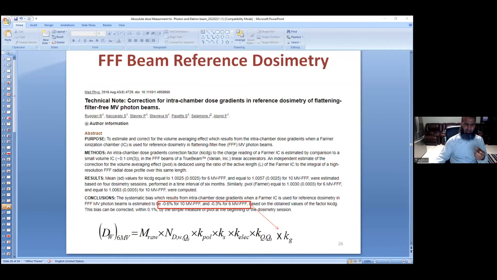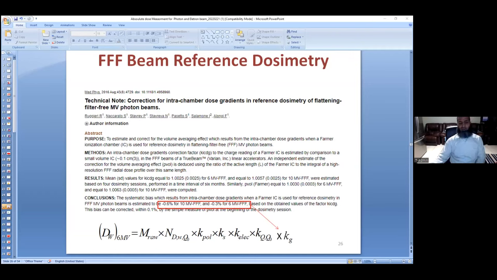They calculated it, and they said it is 0.6% for 10 MeV FFF and 0.3% for 6 FFF. What the 0.3 means is, if you are multiplying by 0.997, you will be correcting around 0.3% of your signal. So it will account for this non-uniformity correction. If you read this paper, it's a really good paper.